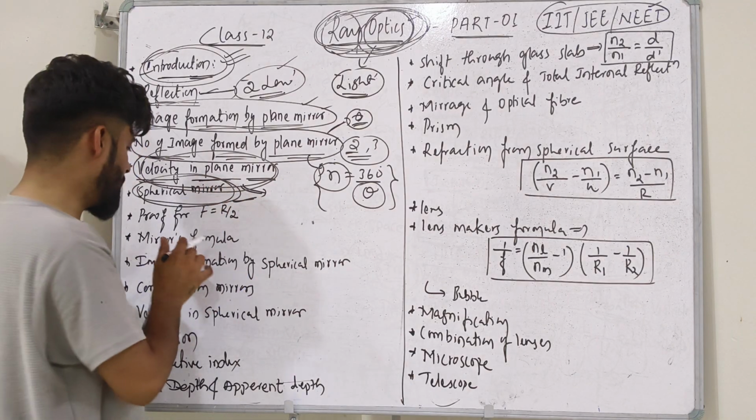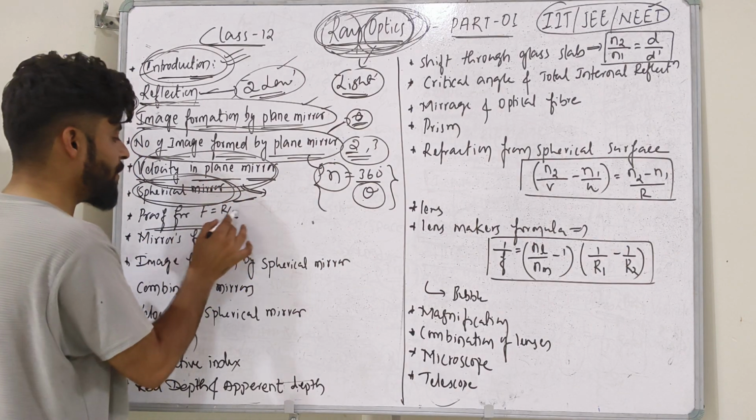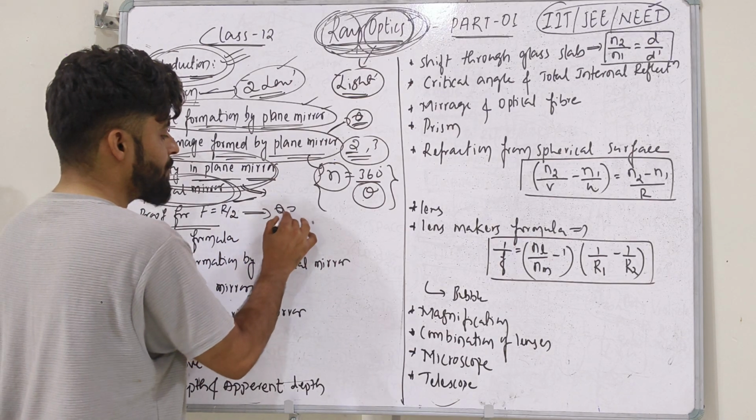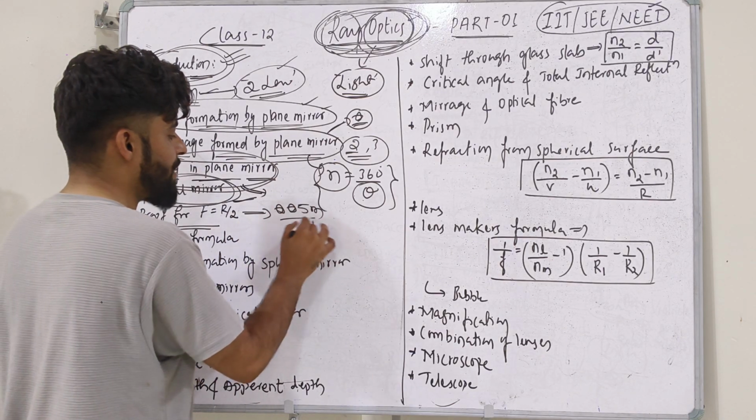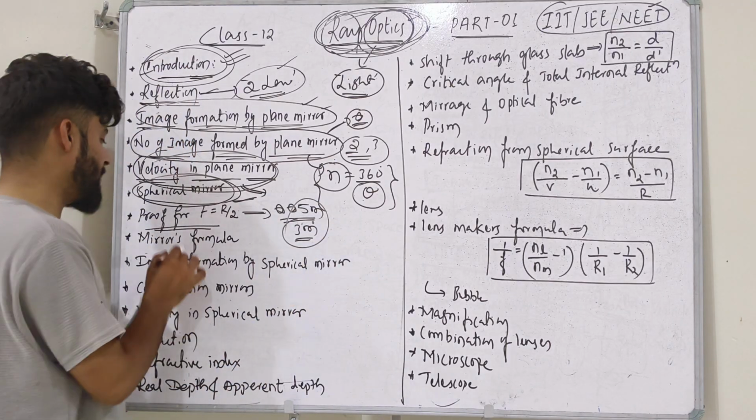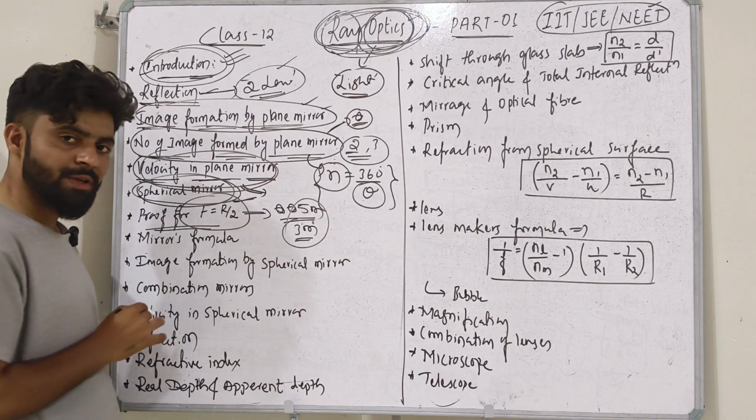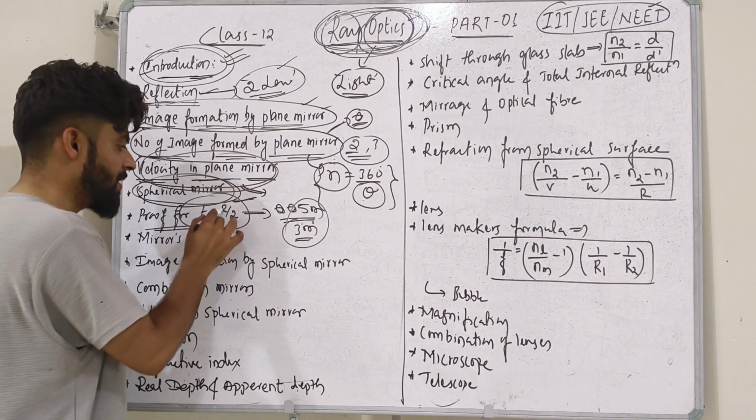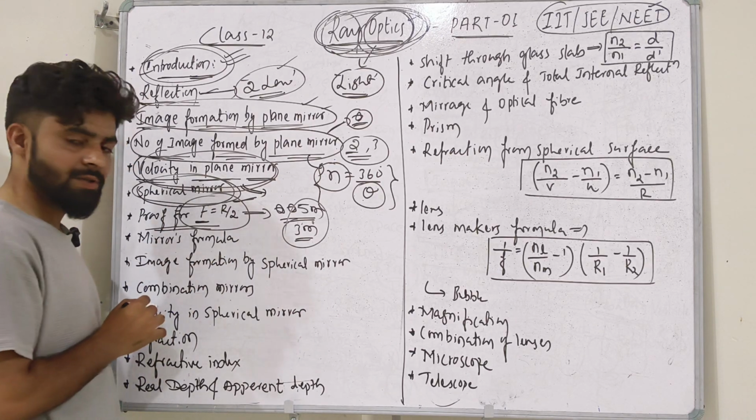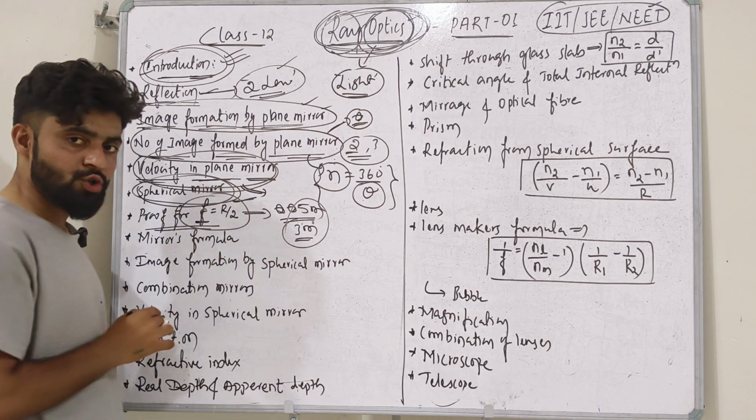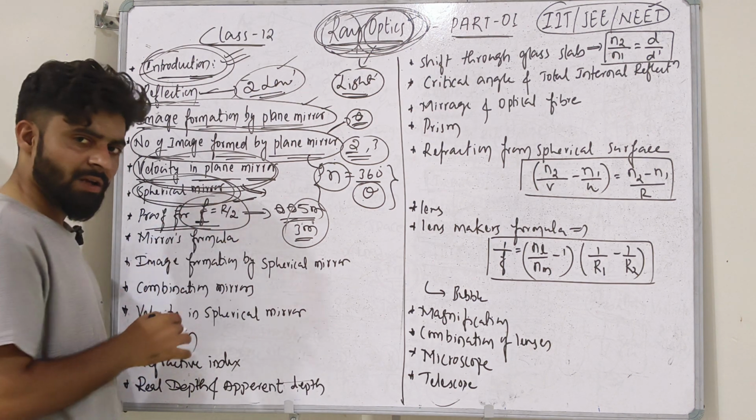ಮತ್ತೆ ಎವ್ರಿಥಿಂಗ್ ವಿ ವಿಲ್ ಡಿಸ್ಕಸ್ ಇನ್ ದ ಅಪ್ಕಮಿಂಗ್ ಸೆಕ್ಷನ್. And next, proof for f is equals to r by 2, and this is very very important for your theory examination for 5 marks and 3 marks. 5 marks ಮತ್ತು 3 marks ಗೆ very very important proof ಇದು, f is equals to r by 2. Correct? This is focus, this is radius of curvature, and this is 2, and the focal length f is equals to r by 2. ಇದು proof already ಗೊತ್ತಂದ್ರೆ ನಿಮಗೆ.